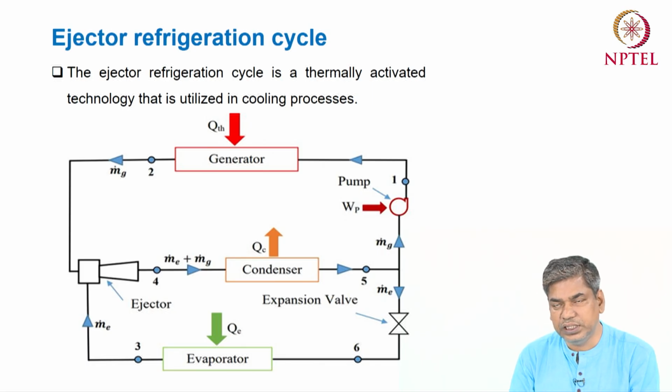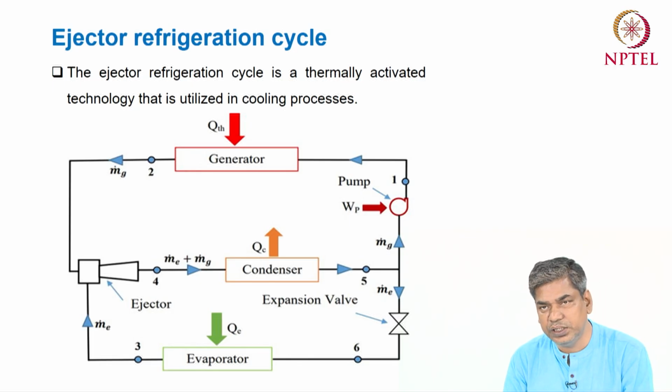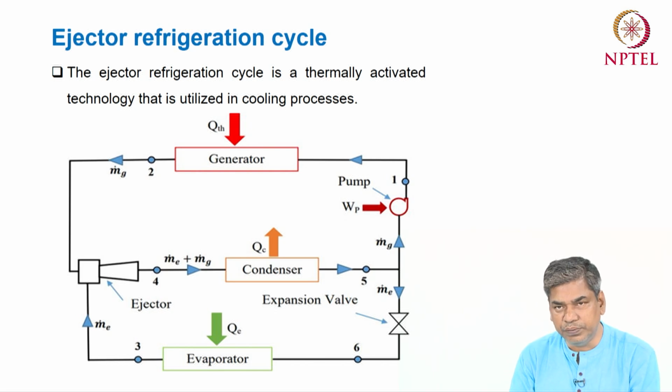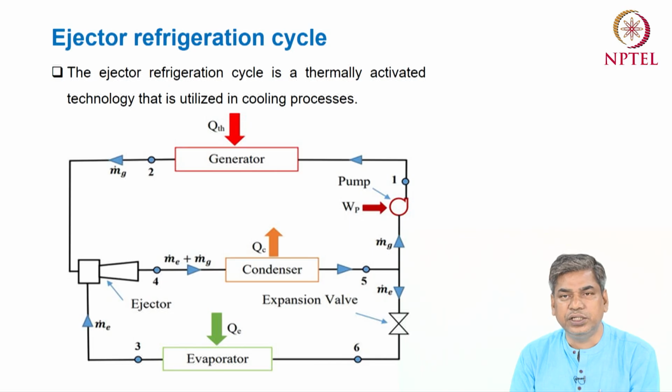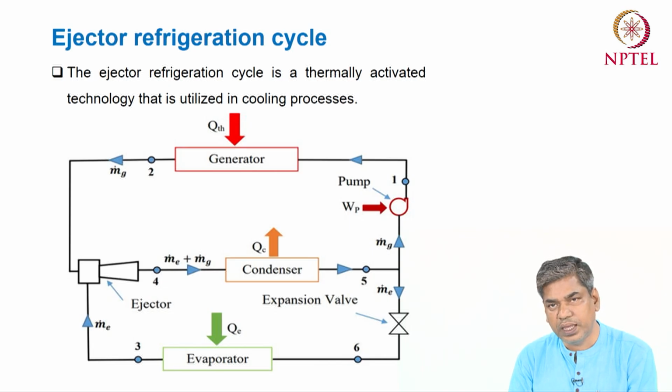Then point 6, which is in the two-phase zone, goes to the evaporator, where it absorbs heat from the heat source and is converted to vapor at point 3. For the theoretical analysis, we will assume this is a saturated vapor at point 3. This flow rate we call m dot E. So m dot E is the mass flow rate to the evaporator, and it is also the flow rate of the secondary fluid for the ejector.